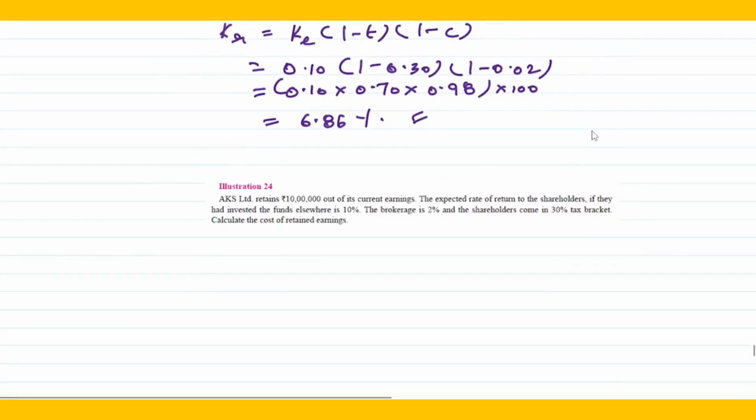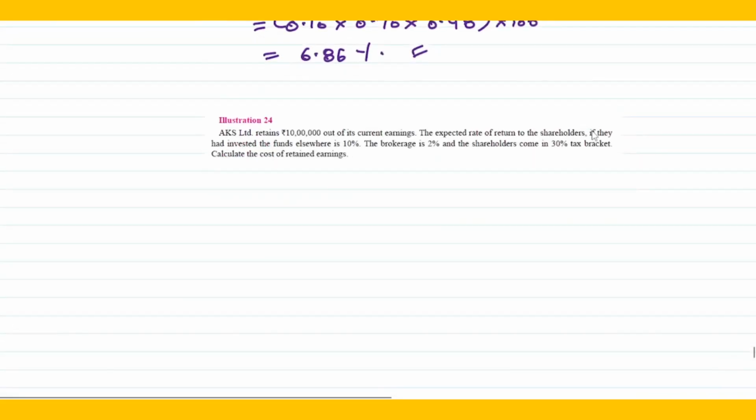Let's move on to the next question. The next question says AKS Limited retains 10 lakh out of its current earnings. So they are giving you the retained earnings, which is given as 10 lakhs. It says the expected rate of return to shareholders if they had invested the fund elsewhere is 10%.